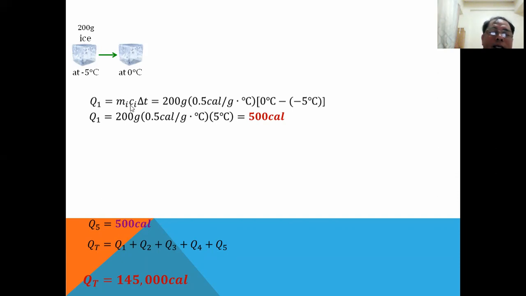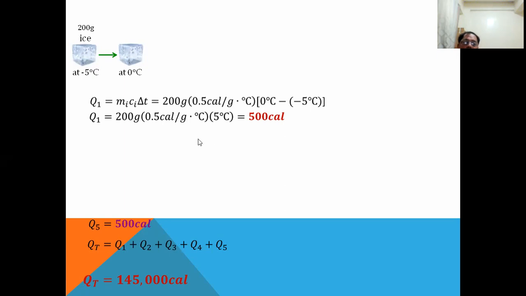C sub I. And then the mass is the same, 200, from ice to steam, 200 is what we will use for M. So this is the heat that you need to change the temperature from negative 5 to 0 degrees Celsius. So you need 500 calories.